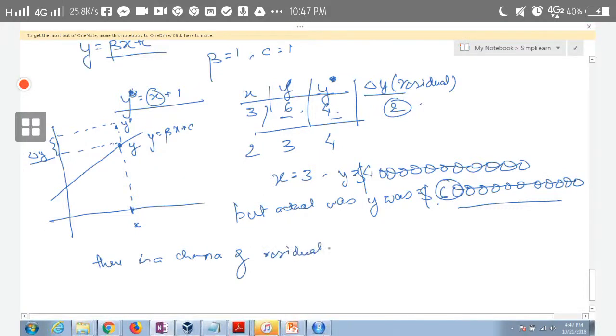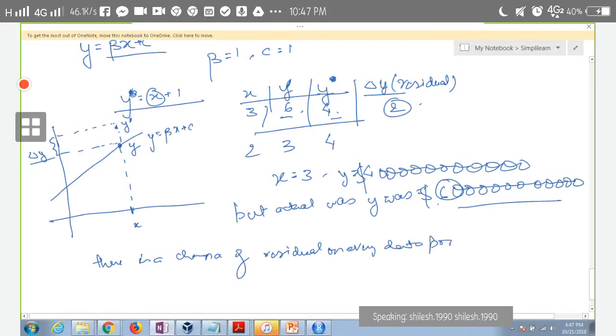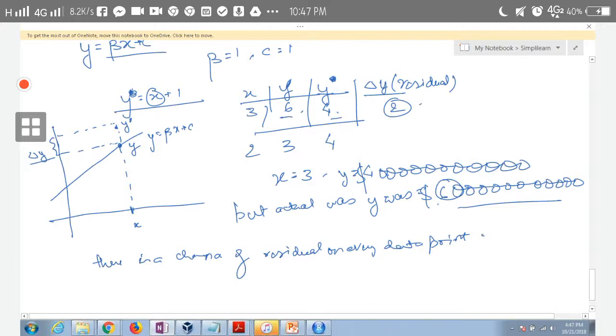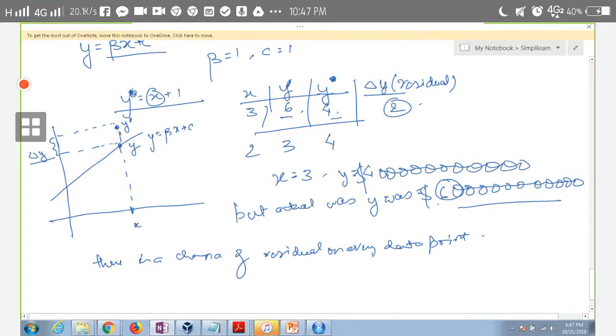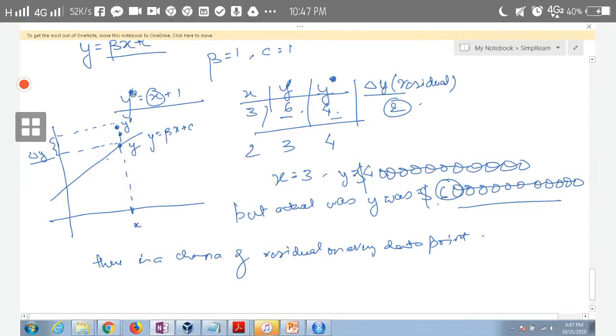Residual on every data point. Yes, there is a chance, of course. So you have to reduce what? To make your equation perfect, you have to reduce this gap, right? The closer it is, the better it is. The farther it is, the more problematic it is. The more loss you have, right?